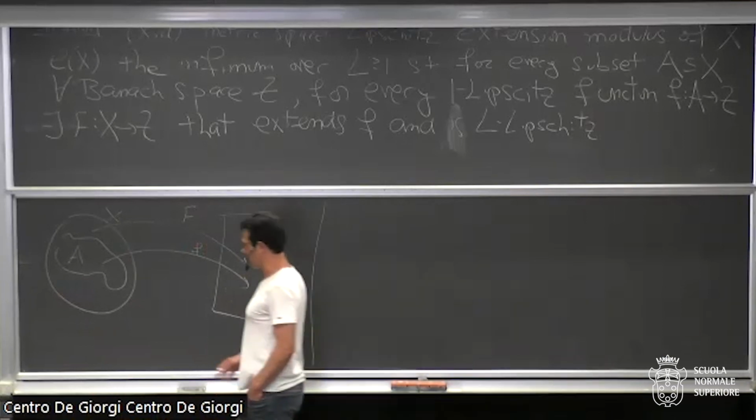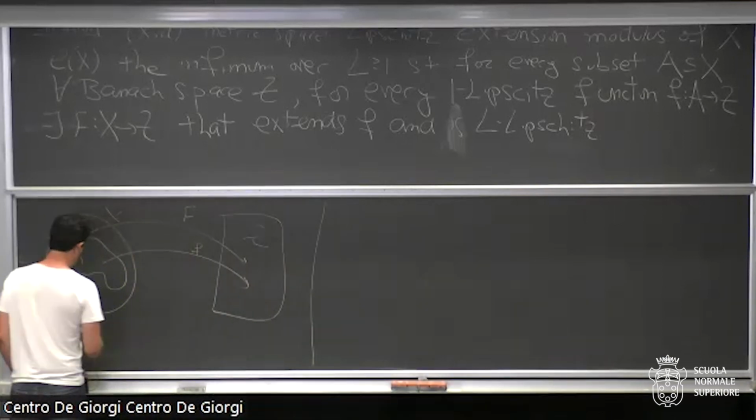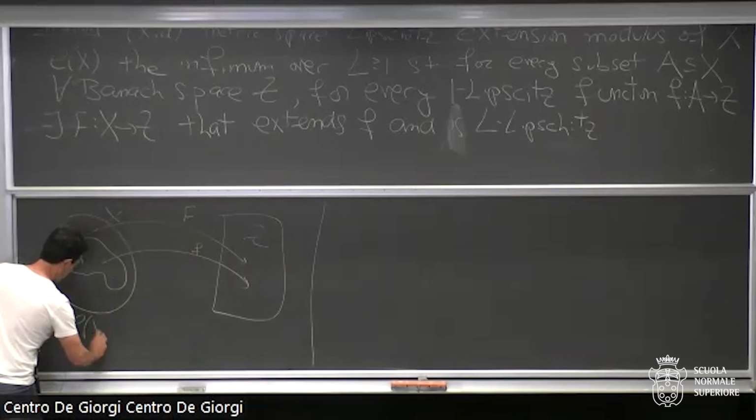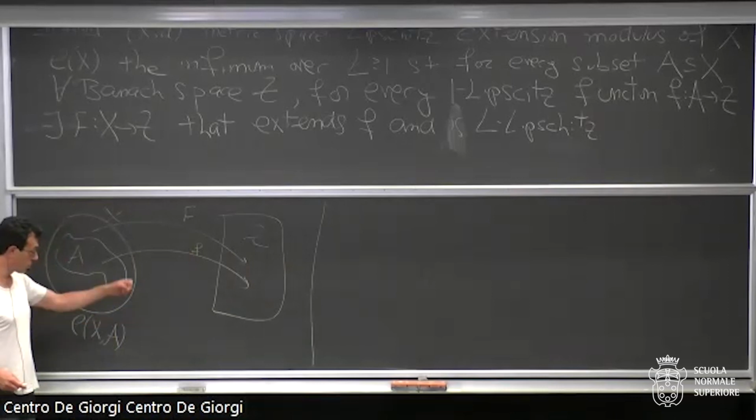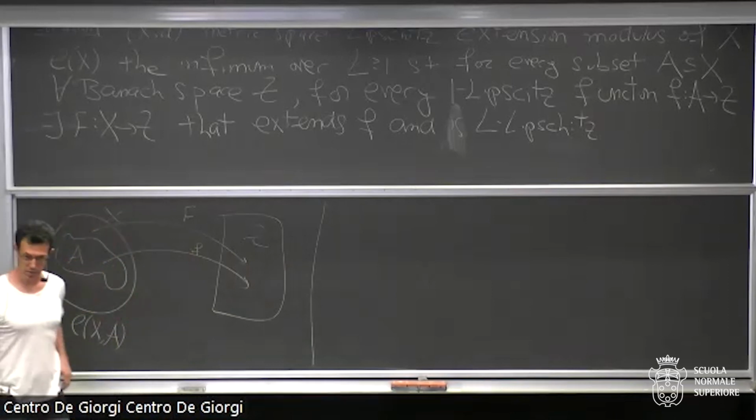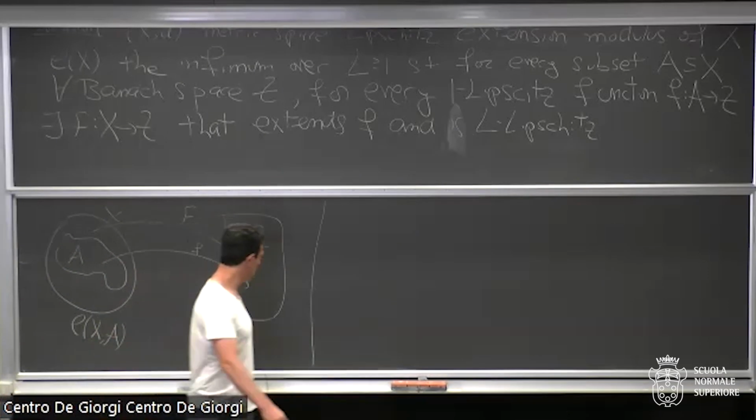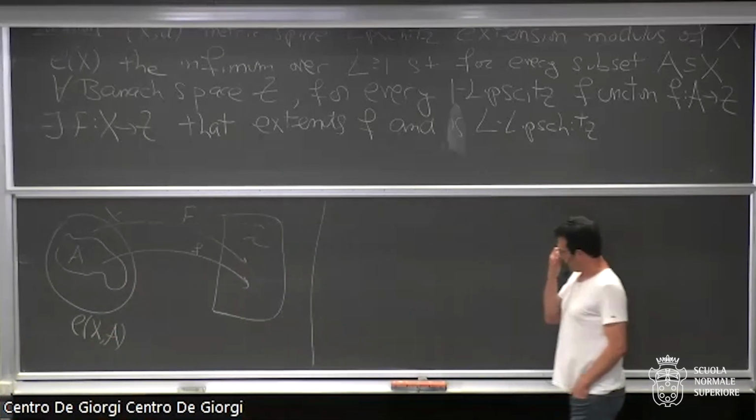And sometimes I will care about what this A is. So when I write E(X,A), it's the same thing, but I don't have the quantifier for every subset. Sometimes I care about a specific subset, like a separated net in X. We're going to discuss this. So E(X,A) is just the smallest L such that every one-Lipschitz function from A into any Banach space can be extended into an L-Lipschitz function.